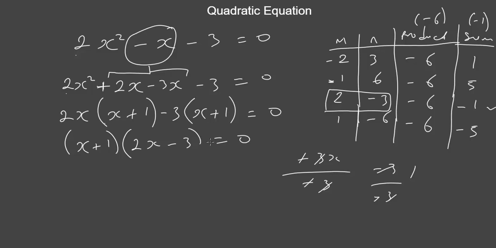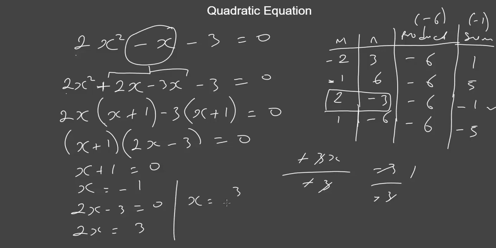Now, if these two factors are equal to 0, it's either the first is 0 or the second is 0. So let's assume x plus 1 is equal to 0. If you solve for x, you take this to this side, and that gives you minus 1. And if the other one is equal to 0, then 2x equals 3, so x equals 3 over 2. Therefore, x is either minus 1 or 3 over 2.